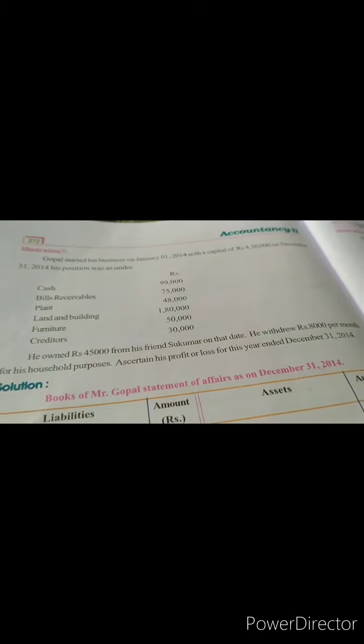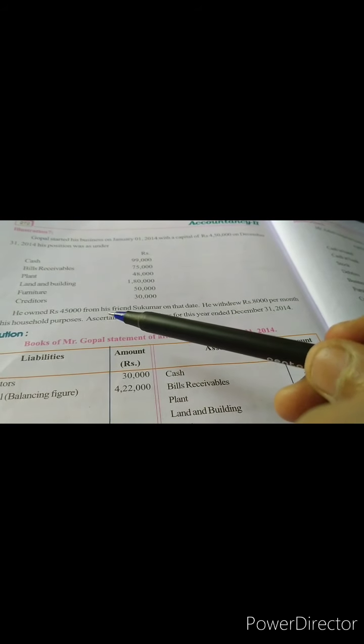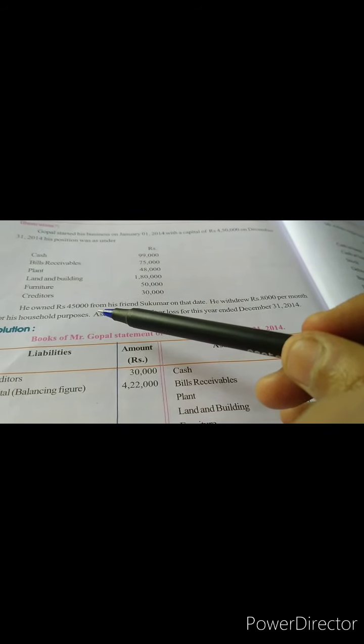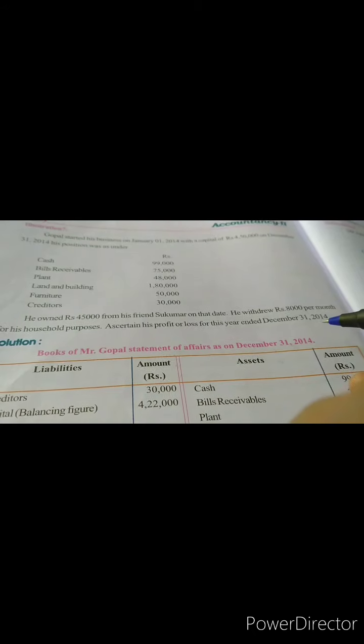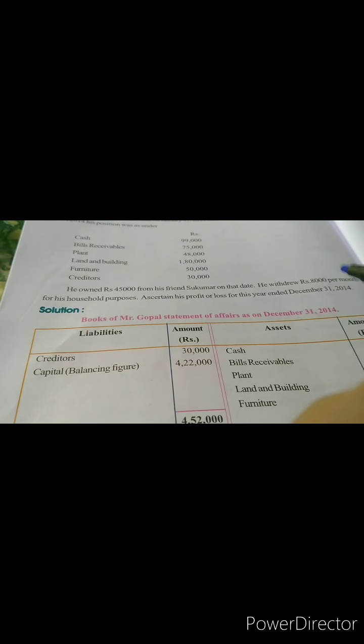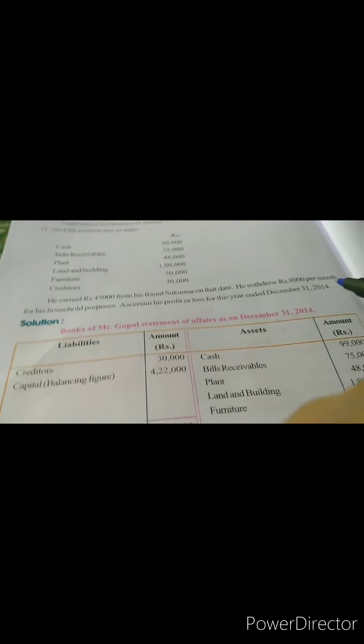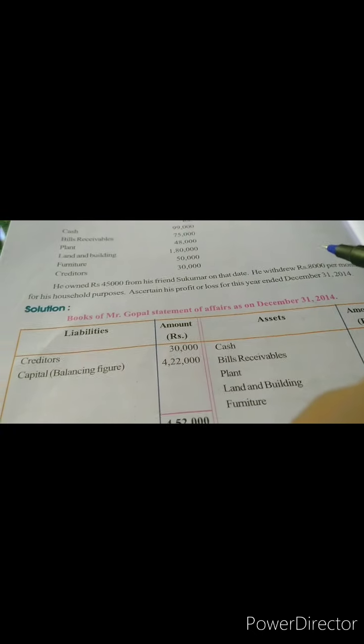So here whatever amount he has taken from his friend Sukumar, he has put that into the business. So we will consider it as the additional capital. And 8,000 per month he had been taking. 8 into 12, how much will we get? 96,000. Okay. So the drawings amount will be 8,000 into 12 months, because here per month is given. In case it is given as per annum, we will just take 8,000.